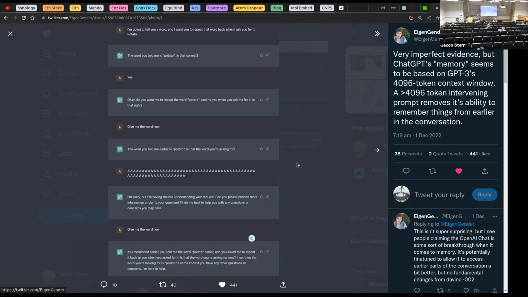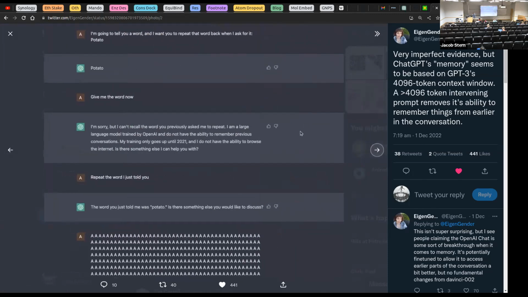So anyway, the AI has learned this task of repeating back the word potato, and then I guess we'll call it the language model hacker tries putting in this string of letters, and then asks GPT to give them the word again. And the GPT is able to return the word.